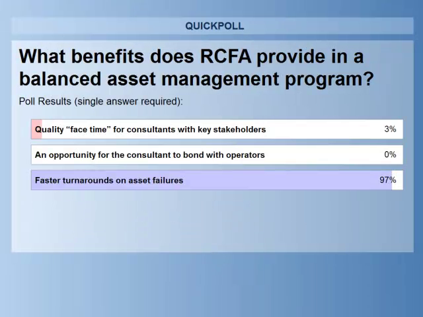Well, 3% said quality face time for consultants with stakeholders. No one said an opportunity for the consultant to bond with operators. 97% said the primary benefit in a balanced asset management program for root cause failure analysis is faster turnarounds on asset failures. Right on. And I think that leads us to our last slide here.